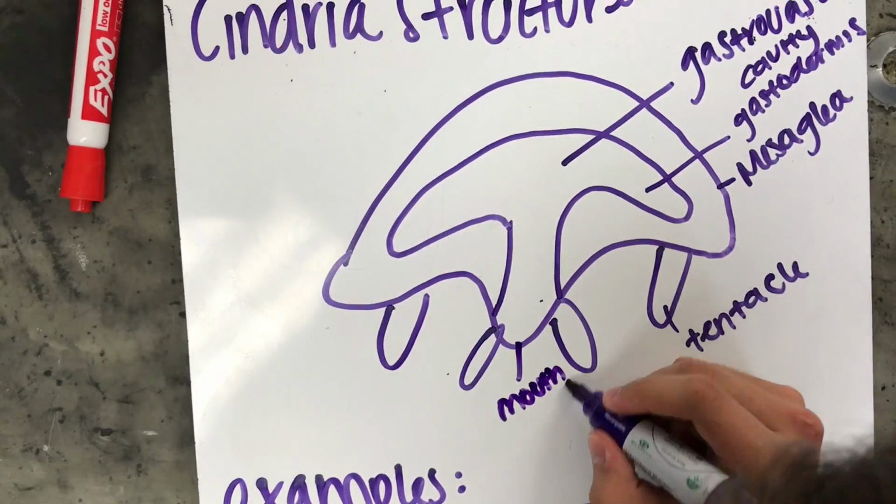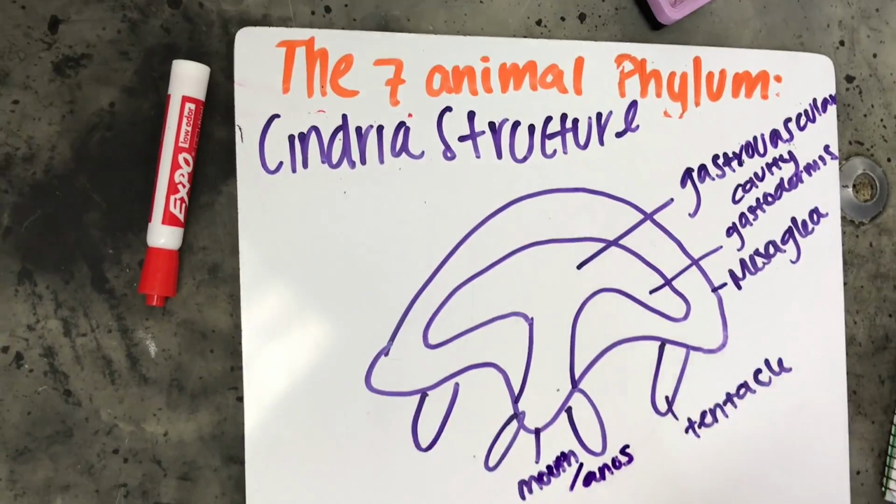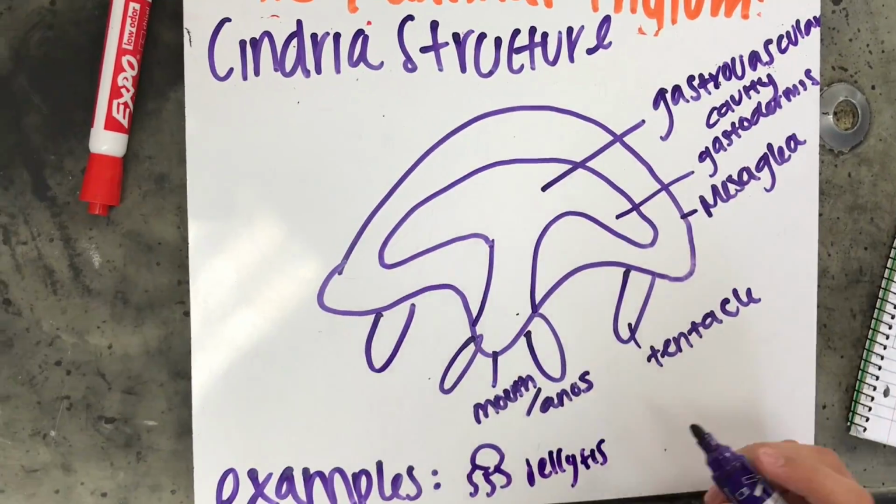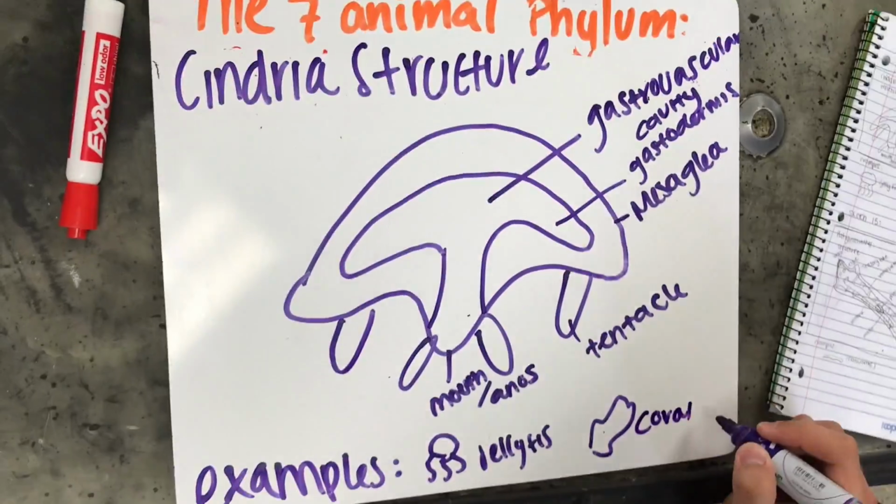They use the mouth to eat and get rid of waste. Some examples are sea anemones, coral, and jellyfish.